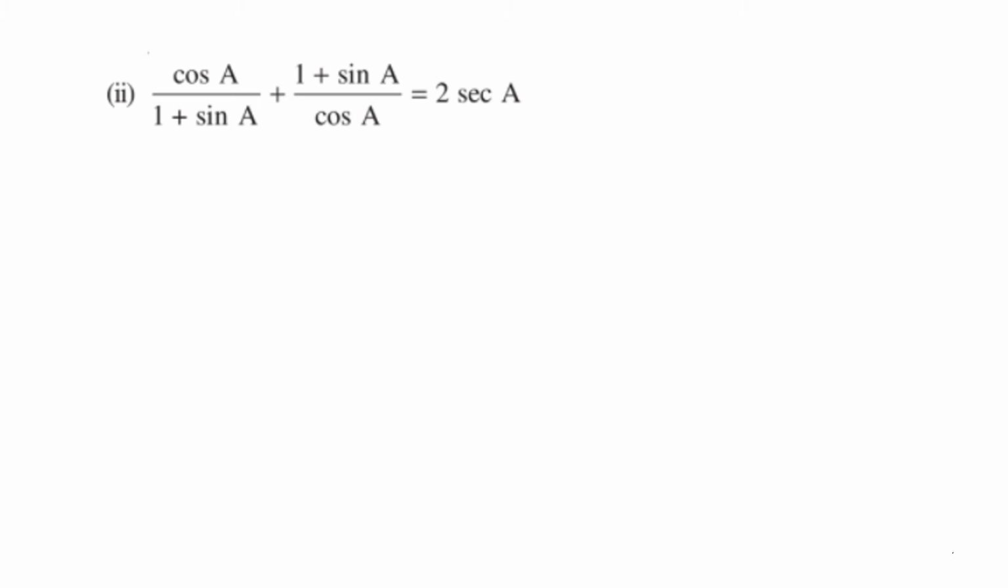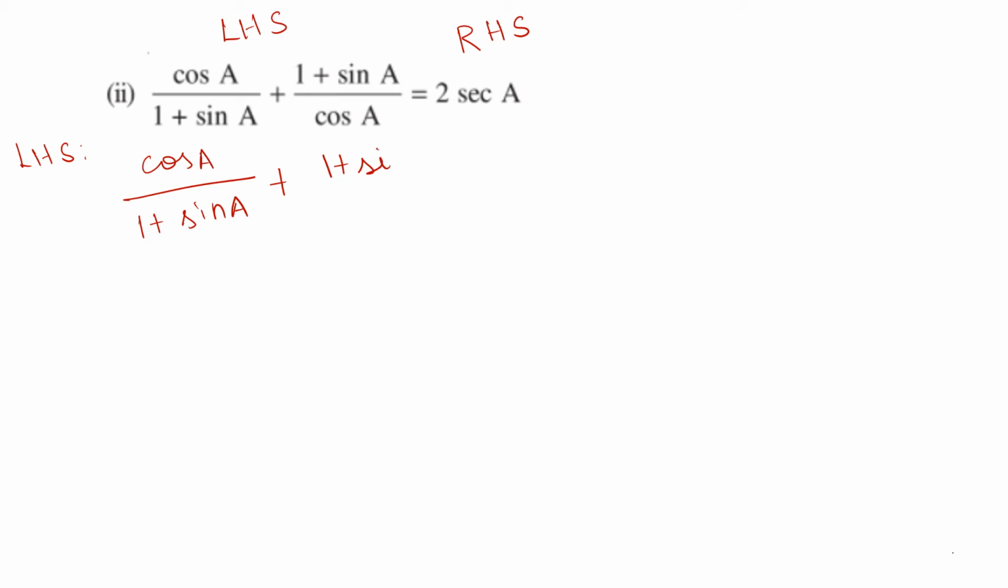Now we are going to take the second problem. This is the left hand side and that is the right hand side. I am going to start with the left hand side. So the left hand side equals cos A by (1 plus sin A) plus (1 plus sin A) by cos A.